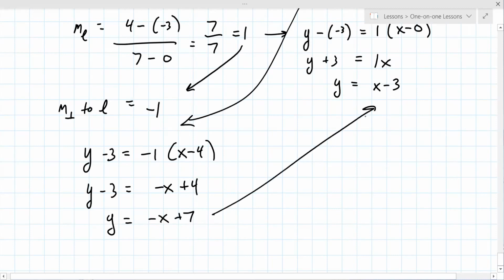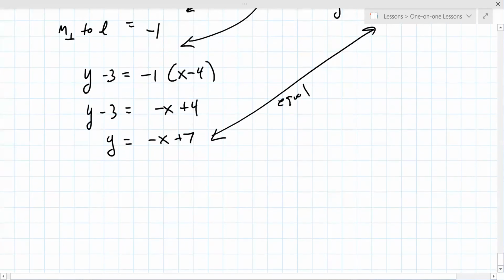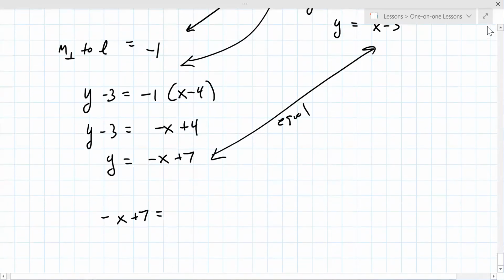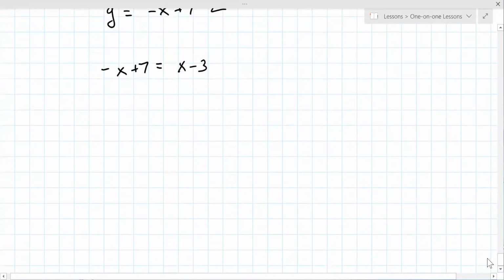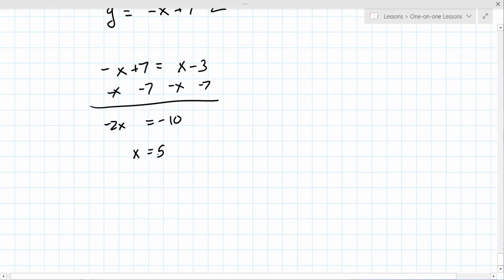Then you set these two equal to each other because we're trying to find that other point where they intersect. So that's negative x plus 7 equals, what did I say, x minus 3? Yeah, x minus 3. If we subtract x from both sides, you get minus 2x. If you subtract 7 from both sides, you get negative 10. That means x equals 5. And then y is equal to x minus 3. 5 minus 3, because that's the x value, is 2. So we have the ordered pair 5, 2.